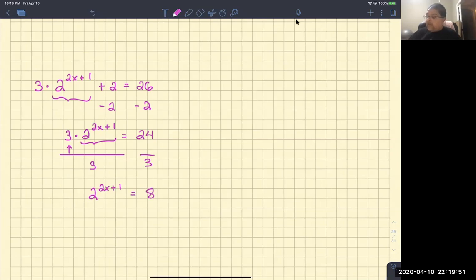Okay. Now, I ask myself, can I rewrite 8 using base 2? And you can. 8 is 2 cubed. Now, what does this say? 2 to the 2x plus 1 equals 2 cubed, which means the exponents have to be equal, and then you solve.